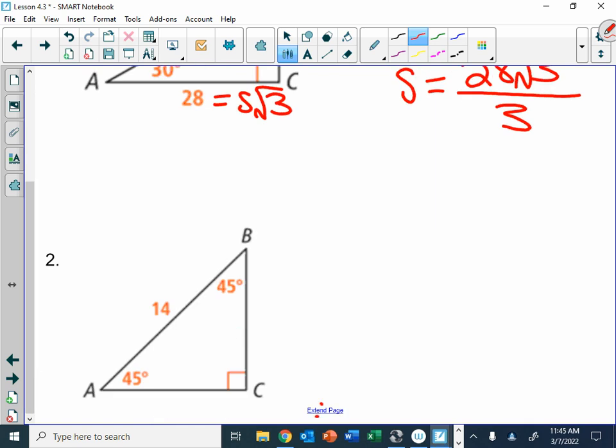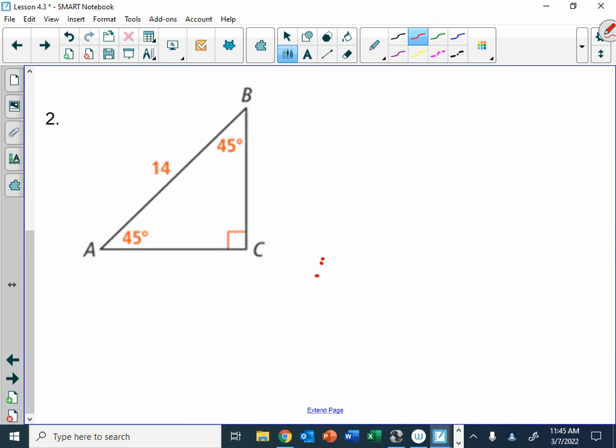Alright, let's do number 2. Okay, 45, 45, 90. Alright? Y'all put your phones away, please. Stick with me for just a little longer. Alright, am I given a leg or a hypotenuse? Hypotenuse, okay? How do I label the hypotenuse of a 45, 45, 90? S times the square root of 2, good. Okay, so S times the square root of 2 is 14.